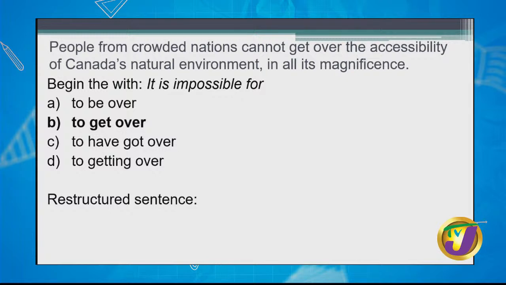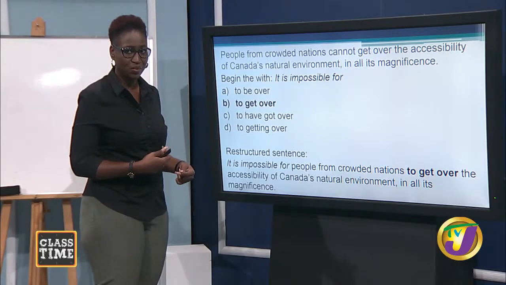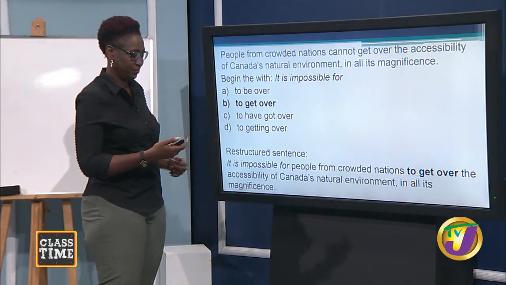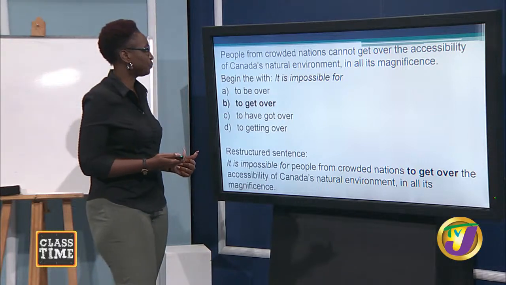And look at how come you would use to get over. It is impossible for people from crowded nations to get over the accessibility of Canada's natural environment in all its magnificence. So remember, it is key that you write the new sentence down. When you write the new sentence down, that is how you will see which of these you would end up using. If you don't write it down, it's going to be more difficult for you.